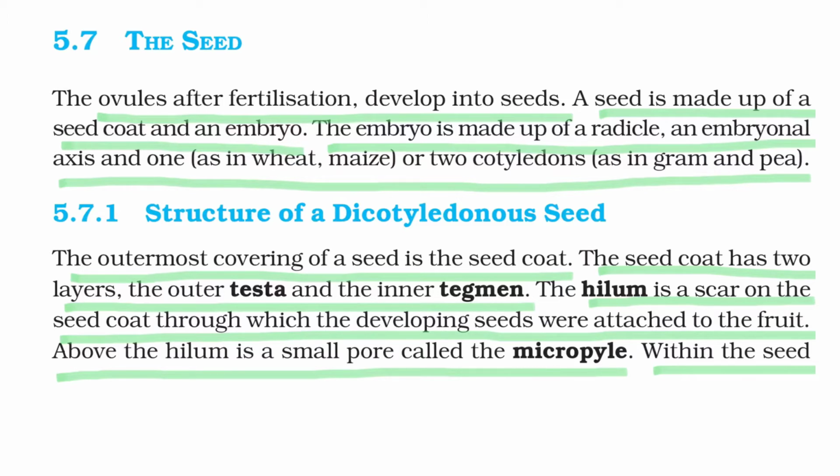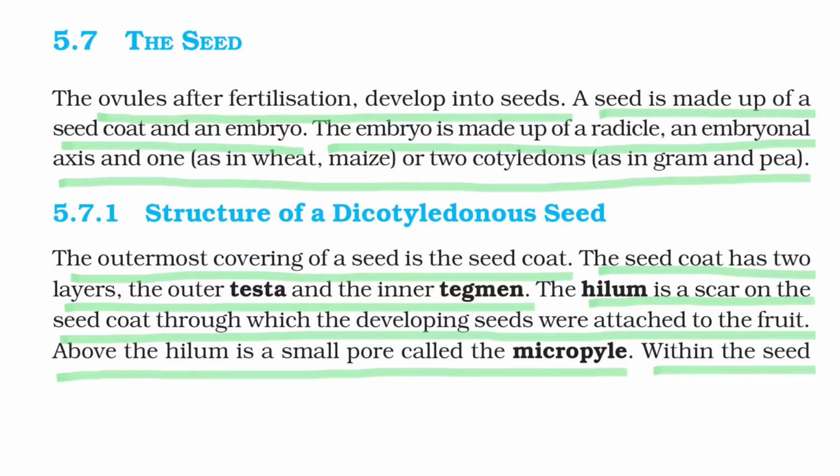Here the ovules after fertilization develop into seed. So the ovary will develop into fruit and ovules will be developed into seeds. A seed is made up of a seed coat and an embryo. So two parts: the outer layer, which is known as seed coat, and the inner part which grows into a new plant, known as embryo. The remaining part provides the food, that means stored food will be present, like in cotyledons.